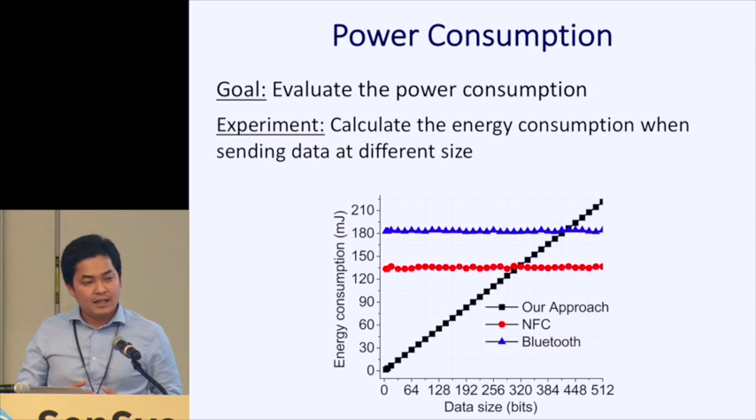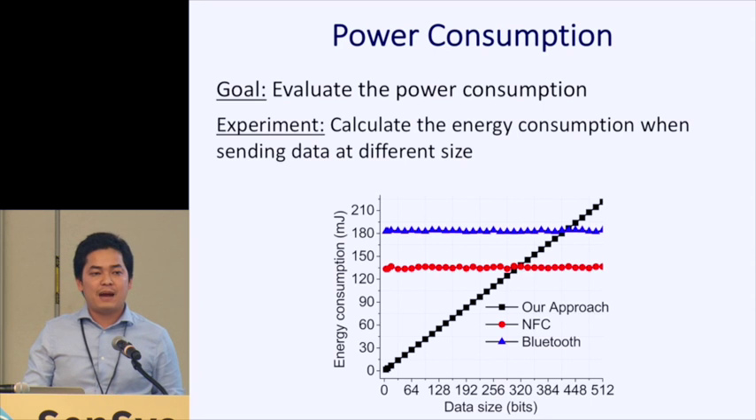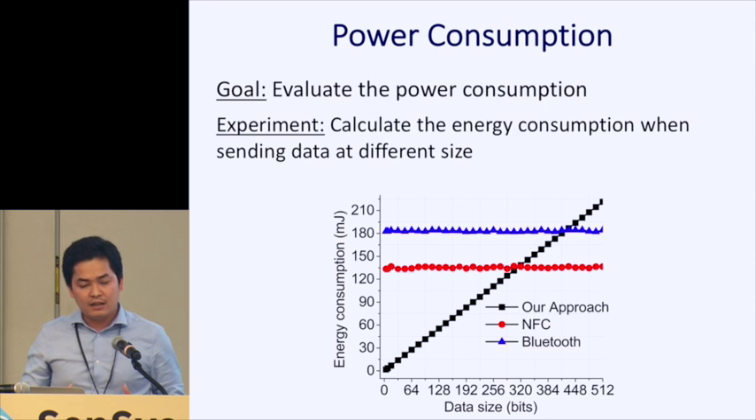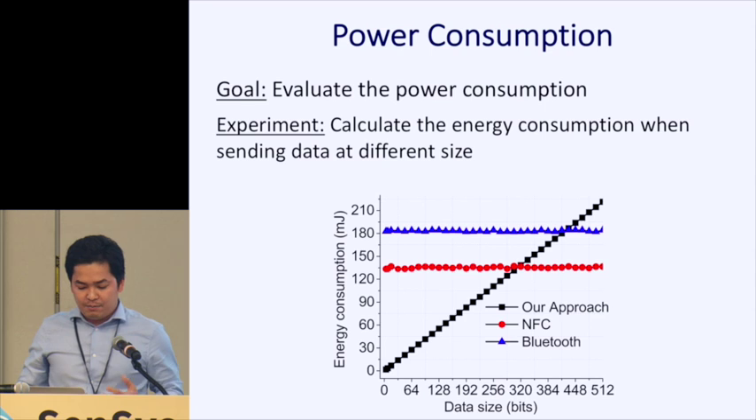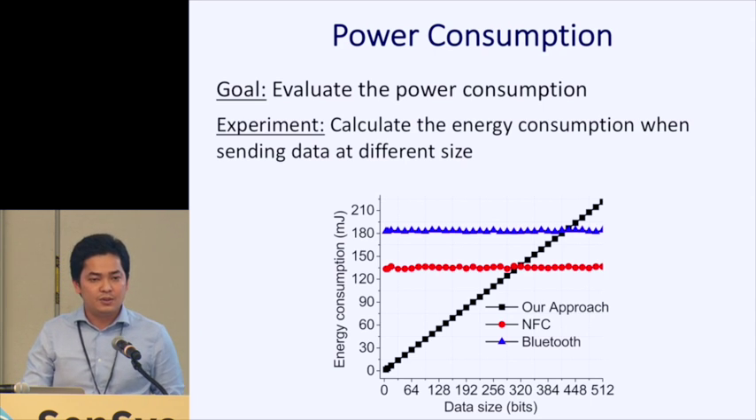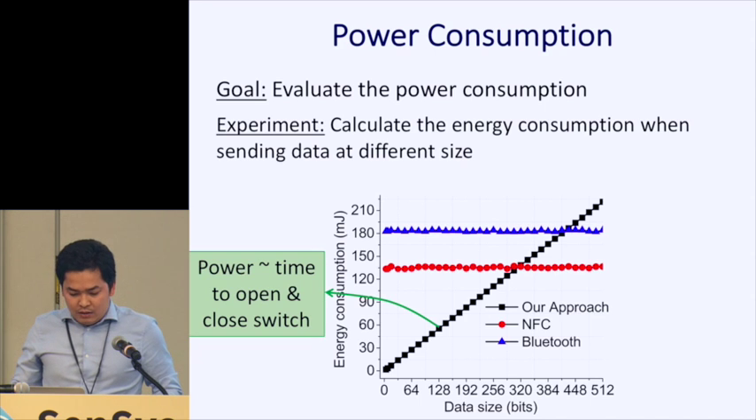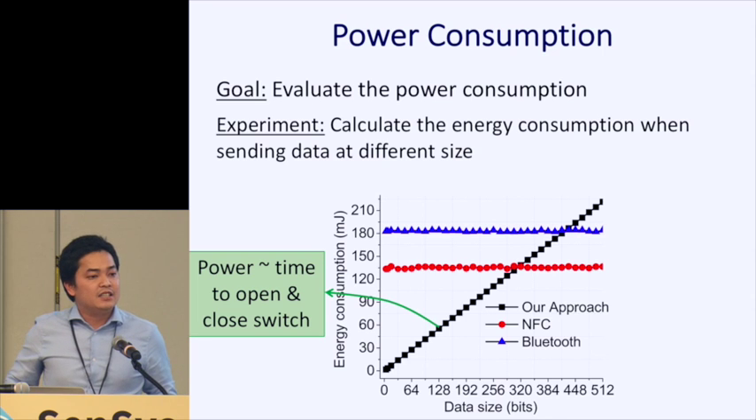For the power consumption, we want to evaluate how much power we need to consume for our communication, because our communication channel is very simple. It's only a closed and open circuit. This figure shows the performance of our power consumption compared with NFC active and Bluetooth Low Energy. As can be seen in this figure, the power consumption of our approach is proportional to the data size, because it's proportional to the time that we open and close the switch for communication.